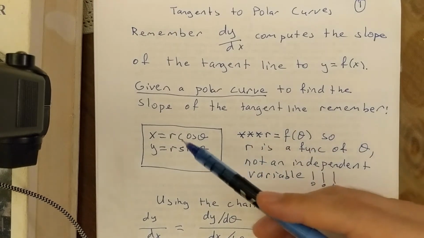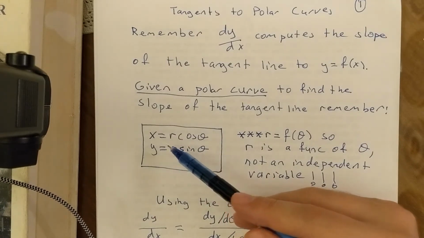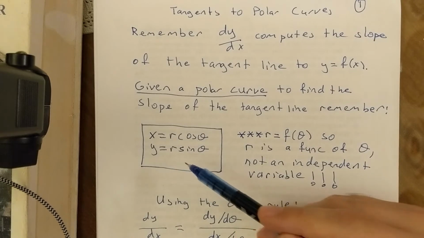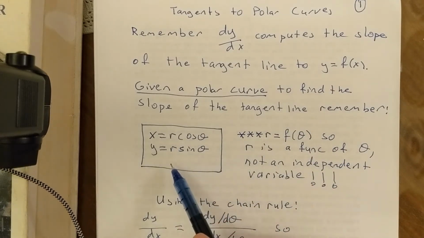The first thing to remember is when we have a polar curve, a polar function, x is equal to r cosine theta, y equals r sine theta. But what's important here is r is a function of theta, okay? It's not an independent variable by itself. It's a function of theta, okay?